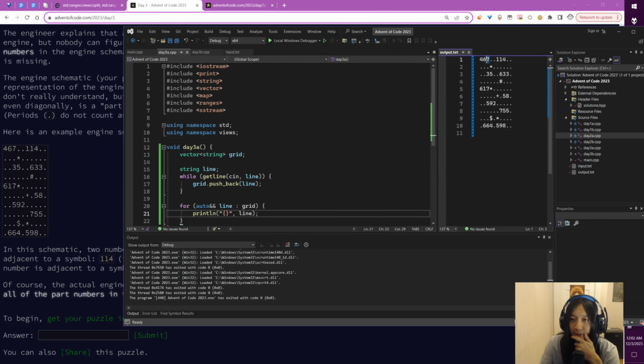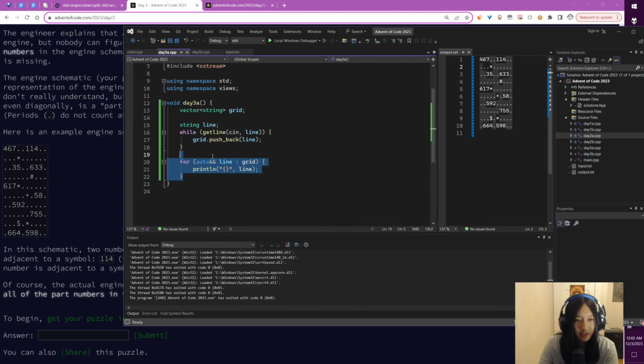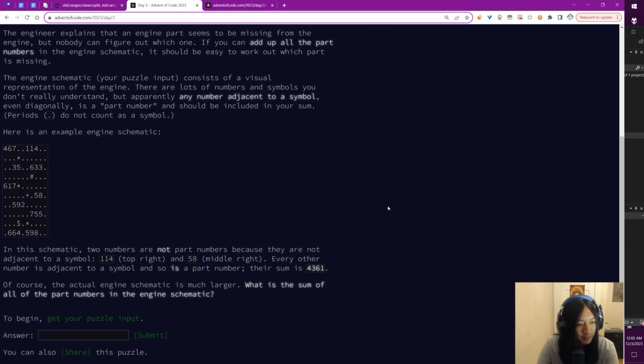Maybe I can read the numbers, and at every digit I can check if there's a nearby symbol. That's a lot of work, and I don't know how part 2 would turn out as a result, but I honestly don't know what else to do. So that is actually going to be our plan.